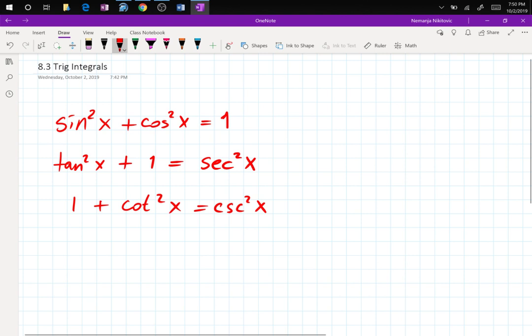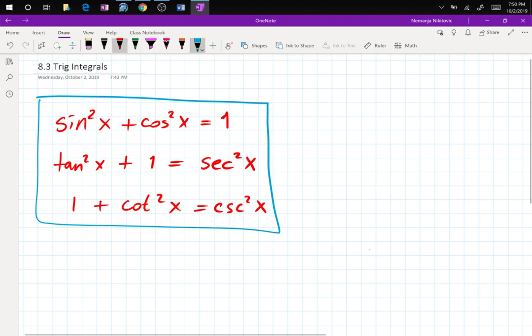And each one of these you can solve for either sine squared or cosine squared or tangent squared or 1 or so on. So technically there are 9 equations here, right? Because you can flip them in any other way. So that's one set. We're going to put that in the blue box.